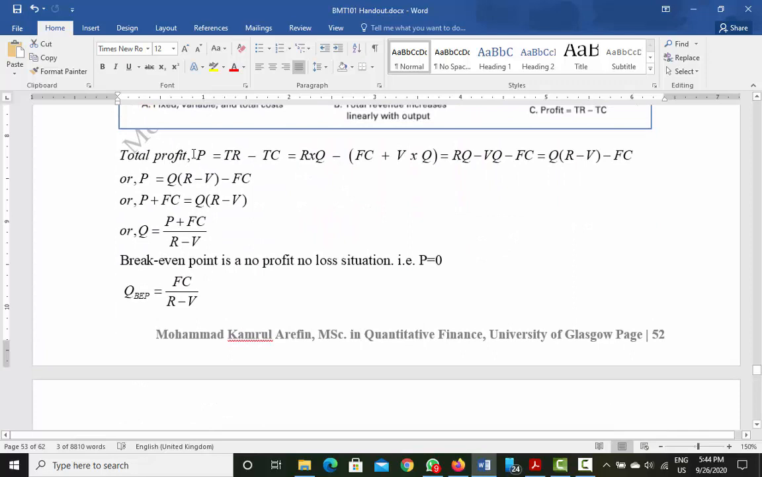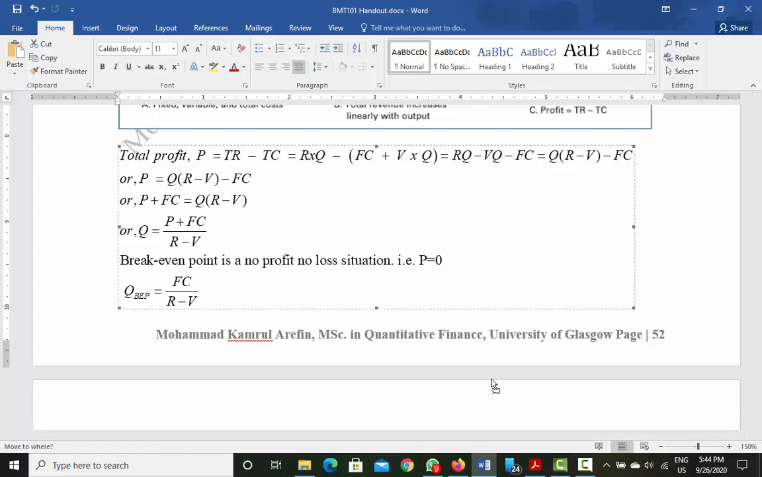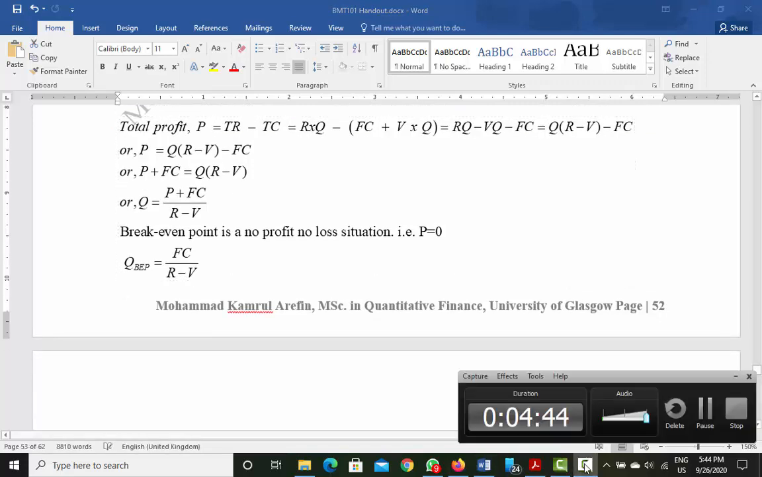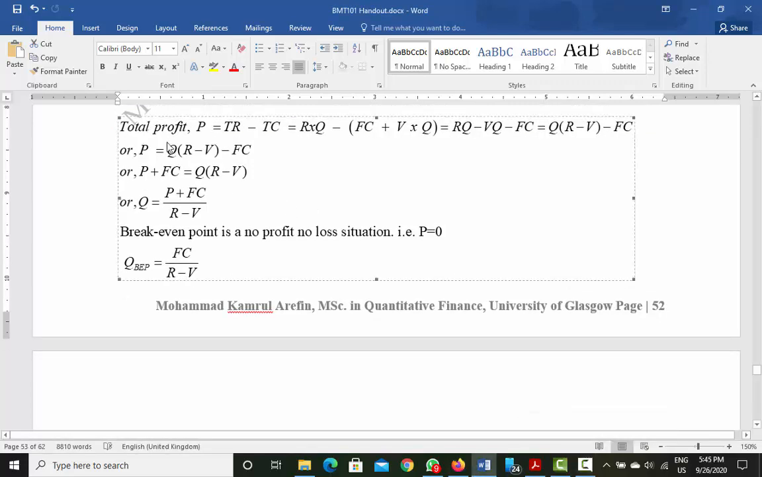So what is total profit? Total profit P will be total revenue, that is the total income we get from selling products, minus total cost. So profit is equal to total revenue minus total cost.